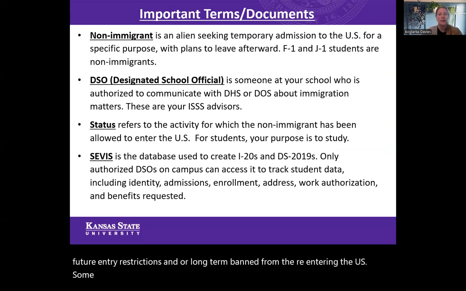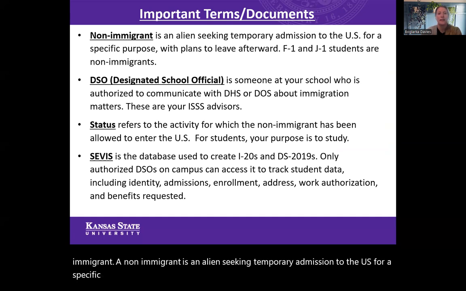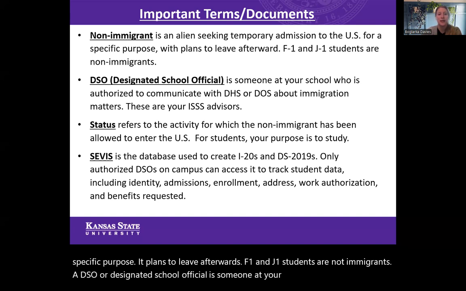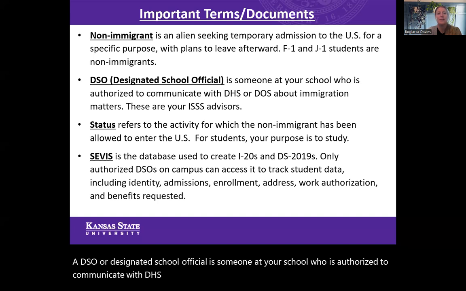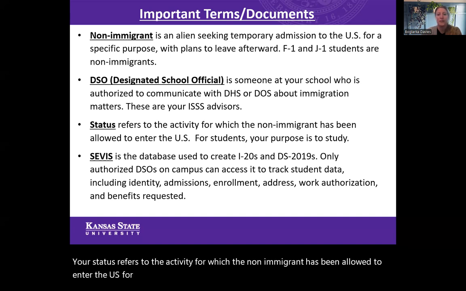Some of the important terms and documents that I'm going to touch base on is non-immigrant. A non-immigrant is an alien seeking temporary admission to the U.S. for a specific purpose with plans to leave afterwards. F1 and J1 students are non-immigrants. A DSO, or designated school official, is someone at your school who is authorized to communicate with DHS or DOS about immigration matters, and these are your ISSS advisors. Your status refers to the activity for which the non-immigrant has been allowed to enter the U.S. For students, your purpose is to study.